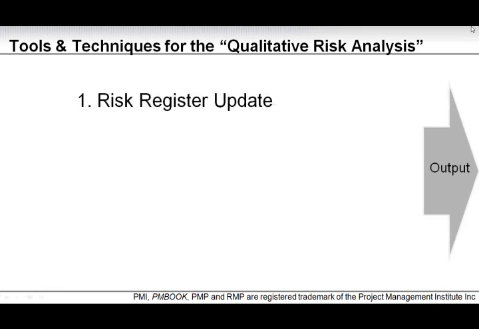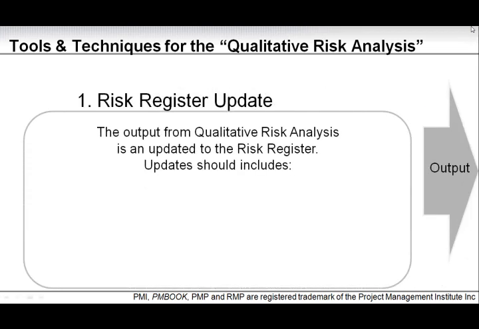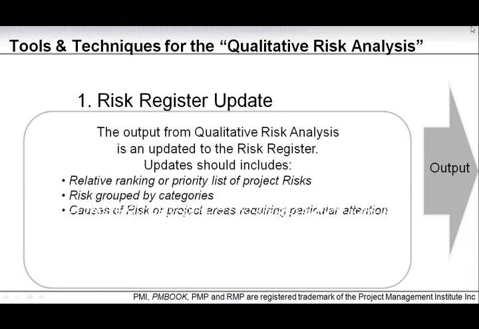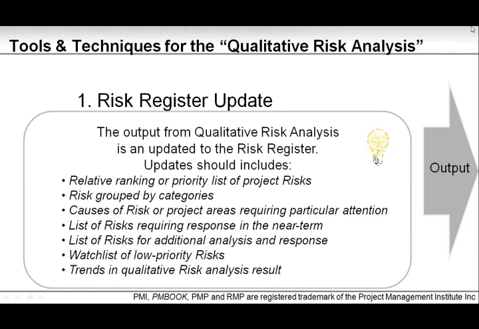The output, as mentioned, we only have one, and that is the risk register from the previous phase that is updated. The updated risk register should now include a relative ranking or priority list of project risks, risks grouped by categories, causes of risk or project areas requiring particular attention, a list of risks requiring response in the near term, a list of risks for additional analysis and response, as well as a watch list of low priority risks and trends in qualitative risk analysis results.